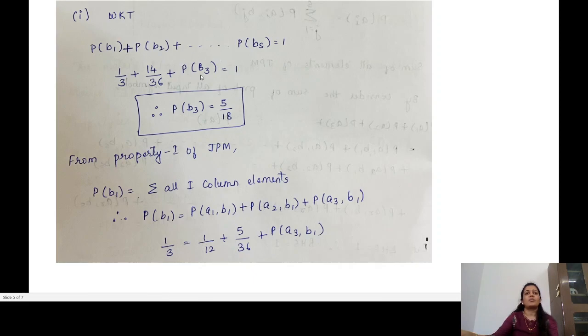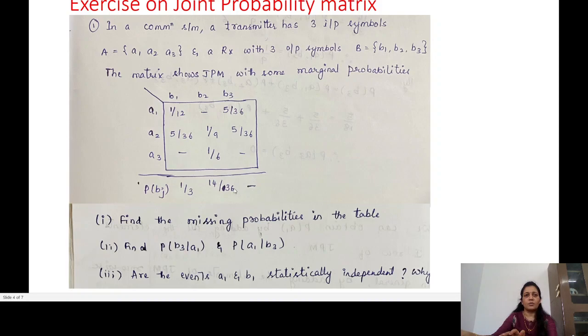Their summation is always equal to 1. Since the only unknown parameter here is P of B3, I can easily find it out, and its value I got as 5 by 18. So I found one missing value, P of B3.